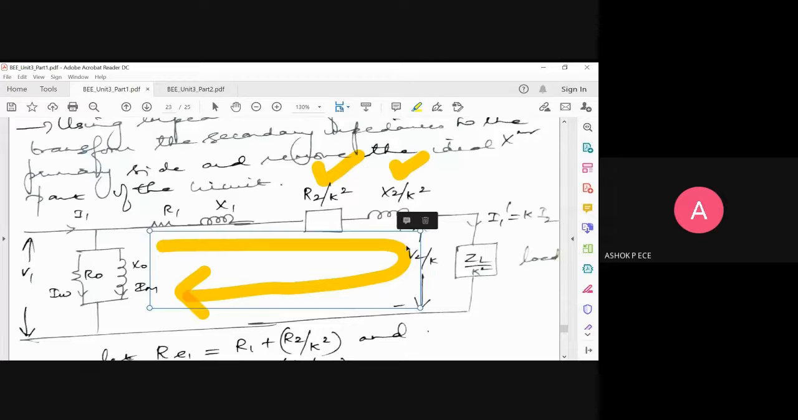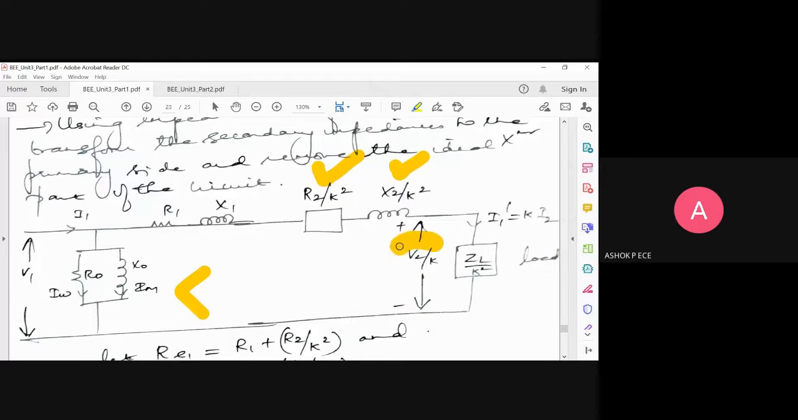Why do we divide V2 by K when we are transferring this V2 into the primary side? Why are we not multiplying by K? What is the reason for dividing by K? Why are we dividing by K and not multiplying by K? What is the reason? Can someone say?